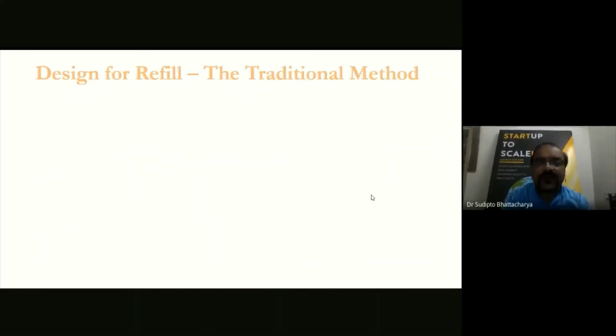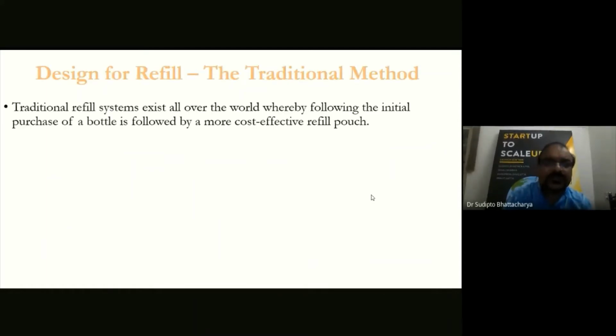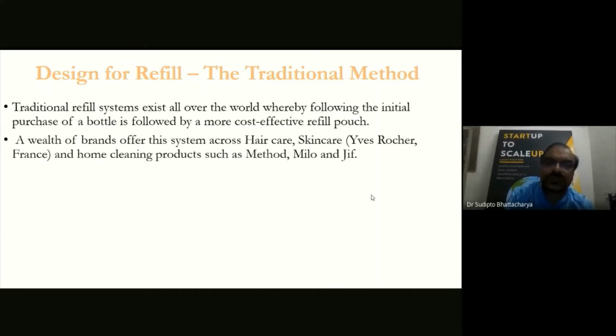Then design for refill. This is a very traditional method where we have the traditional refill system. We buy oils in big bottles, but later on, to make it much more cost effective, we go ahead with the refill packs or the refill pouches. But what happens to those refill pouches later on? Are we not littering it, or are all those polymeric small refill pouches recyclable, or do we have to throw them off and pass them through a certain process to get value out of that?